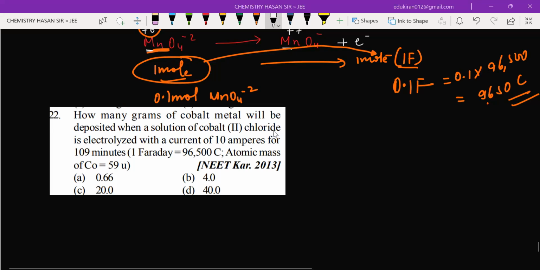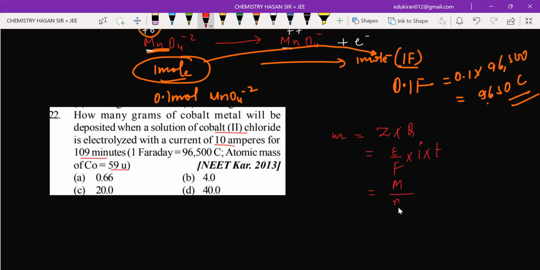How many grams of cobalt will be deposited when a solution of cobalt 2 chloride is electrolyzed with a current of 10 amperes? Time is also given. Atomic mass is also given. Now, if you have studied, mass deposited is equal to electrochemical equivalent Z into Q. And Z can be written as E upon F, and Q can be written as I into T.